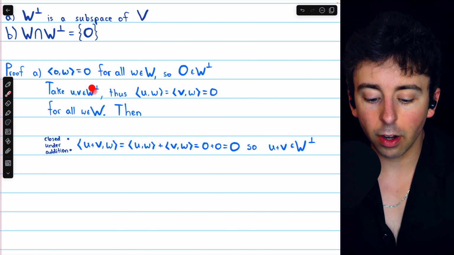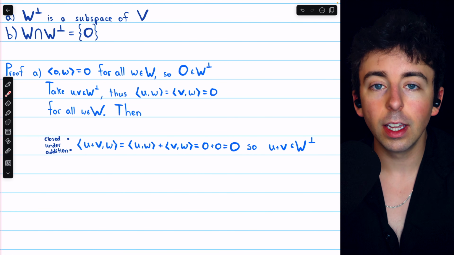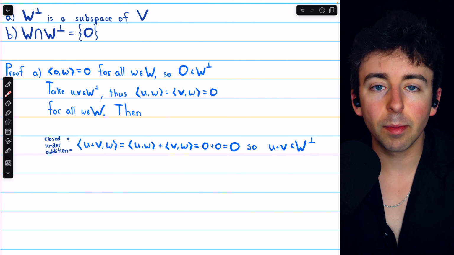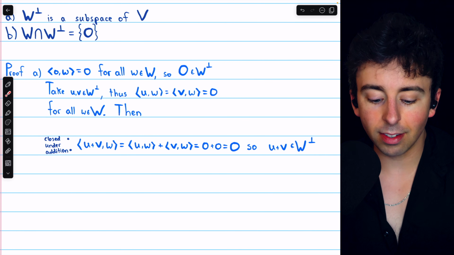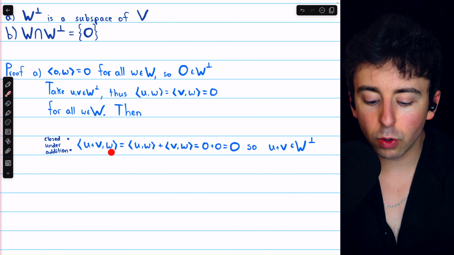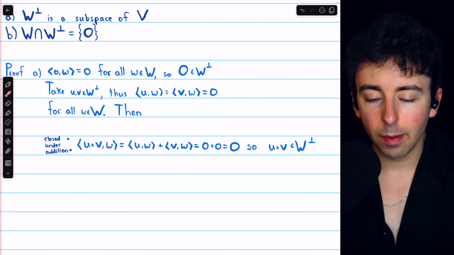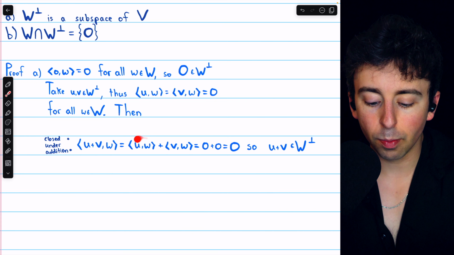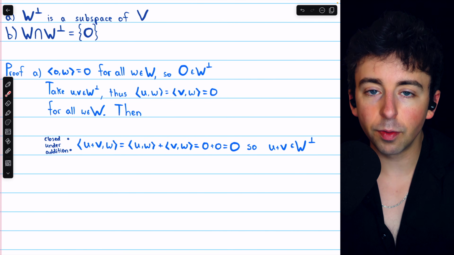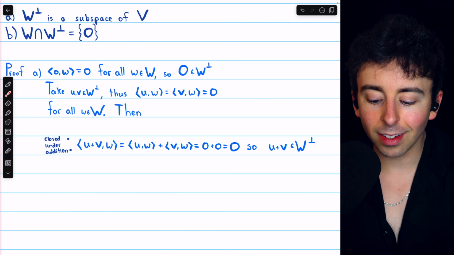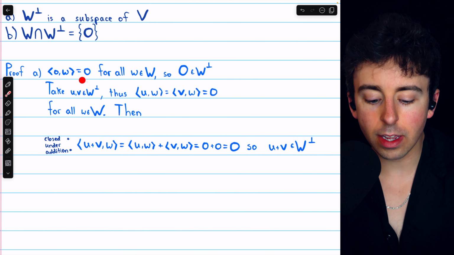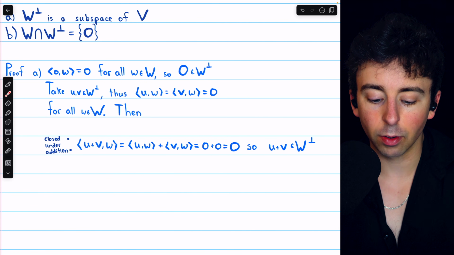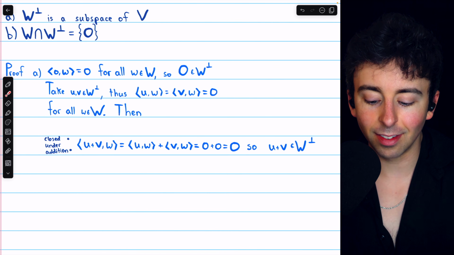Now we'll show that the orthogonal complement is closed under addition, so we need to show that the sum of these arbitrary vectors, u plus v, is an element of W perp. To do this, consider the inner product of u plus v with an arbitrary vector w from the subspace. By the additivity property, the inner product of u plus v with w is equal to the inner product of u with w plus the inner product of v with w. But both of these inner products have to equal 0 because u and v are from the orthogonal complement of W. So if we take their inner product with any vector from that subspace W, we're going to get 0.